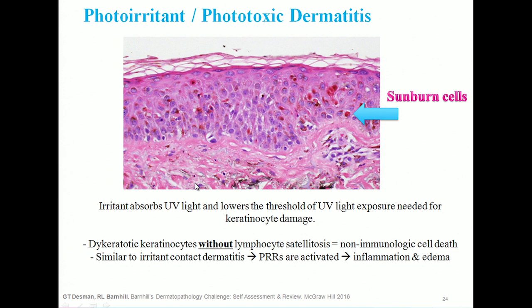If you look at photoirritant or phototoxic dermatitis, this is basically when an irritant absorbs UV light and lowers the threshold for UV light exposure needed for keratinocyte injury. You can see here within the epidermis, there's scattered necrotic keratinocytes throughout. And if you notice, there's no lymphocyte cytolysis. Lymphocytes are not in direct apposition to the necrotic keratinocytes, and that basically implies that the necrosis is not due to an immune response. It's metabolic, okay? And what happens is these necrotic keratinocytes will release DAMPs, which will activate the innate immune response, with essentially an identical picture to irritant contact dermatitis.